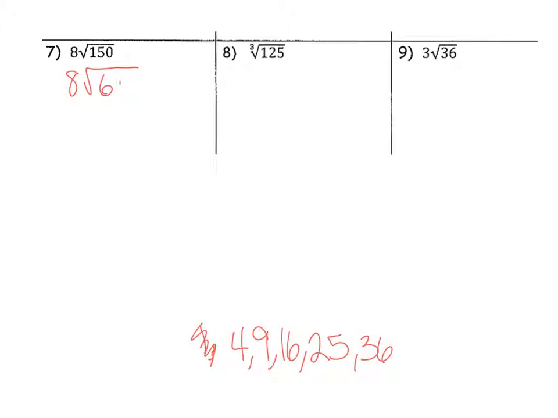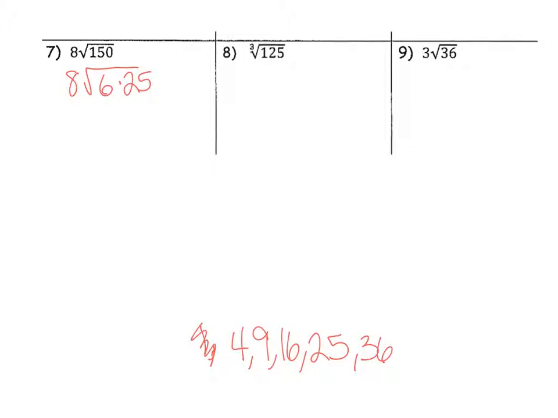All right, 7. The 8 stays out there. Tell me about 150, though. Perfect squares, here they are again: 1. Let's not even include 1, it's a waste of our time. 4, 9, 16, 25. 6 times 25. You are rocking this lesson. All right, 6 times 25.